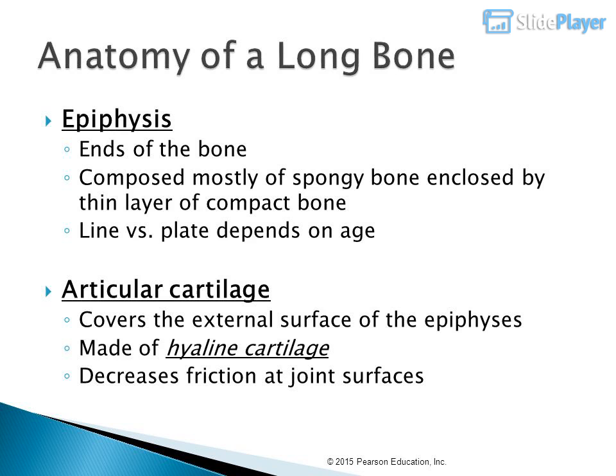Anatomy of a long bone. Epiphysis, the ends of the bone, is composed mostly of spongy bone enclosed by a thin layer of compact bone. Line versus plate depends on age. Articular cartilage covers the external surface of the epiphysis. It is made of hyaline cartilage and decreases friction at joint surfaces.